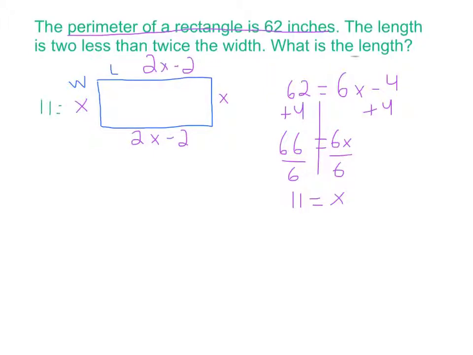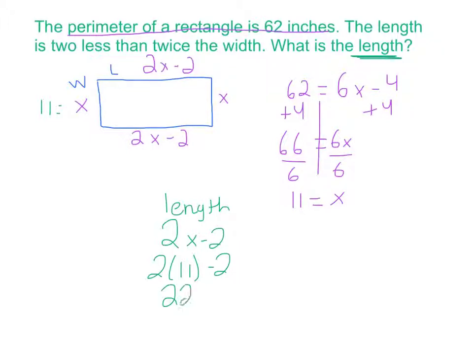However, the question says, what is the length? So I know that 2x minus 2 gives me my length, and if x itself is 11, then that means that I have 22 minus 2, or 20 inches for the length.